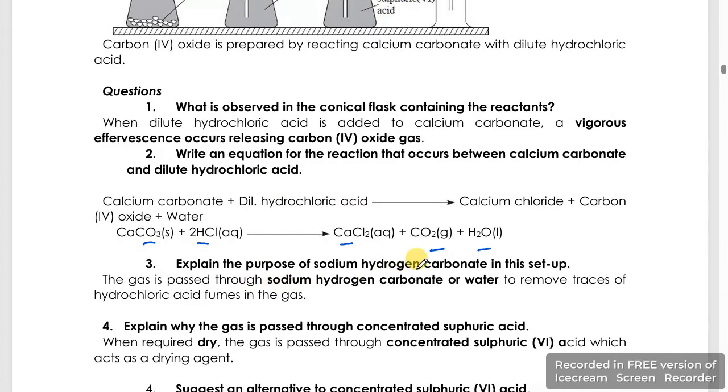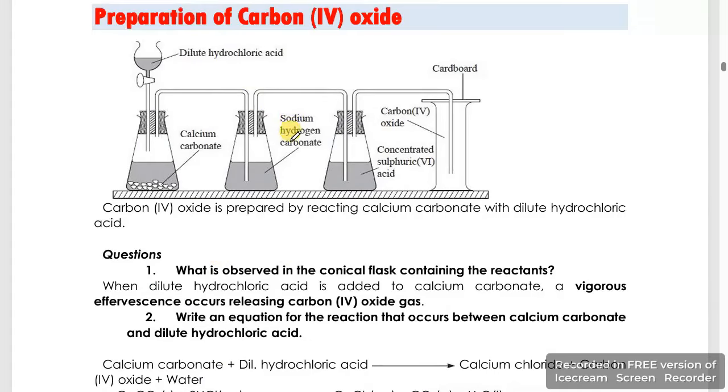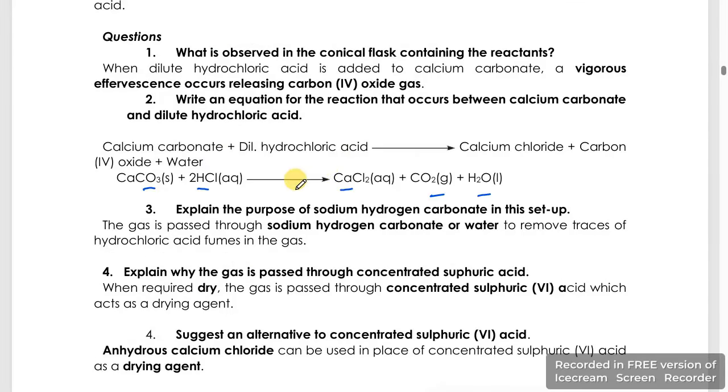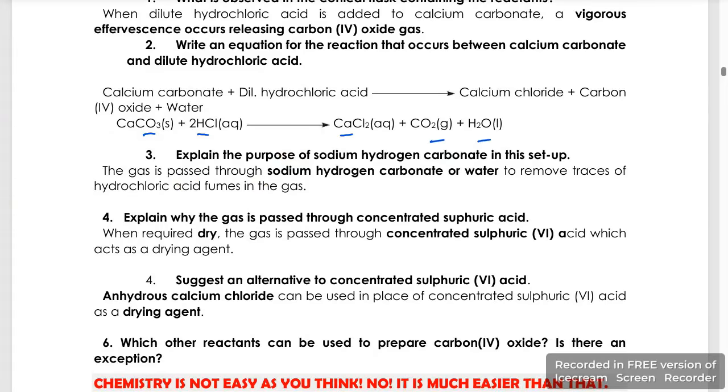Explain the purpose of sodium hydrogen carbonate in the setup. The purpose is to remove traces of hydrochloric acid fumes in the gas. So if the fumes of hydrochloric acid gas are available, they are going to react with sodium hydrogen carbonate, hence removed. Explain why the gas is passed through concentrated sulfuric acid.